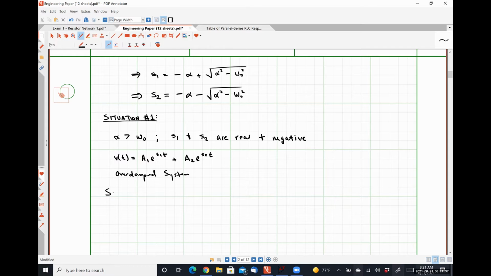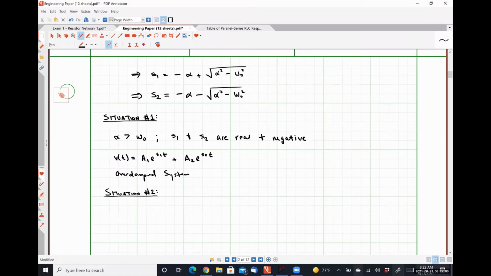Situation number 2. Capacitor, yes. So we are going to solve a problem, and it'll be a little bit more obvious how we determine those coefficients.